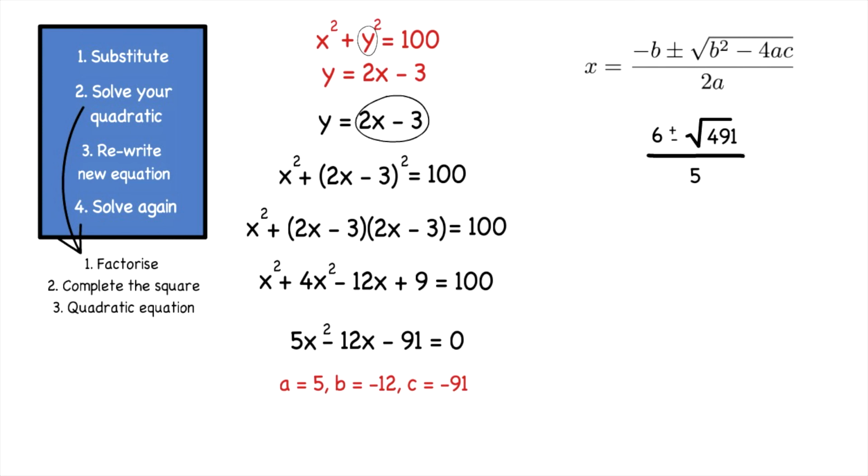This is telling us that x either equals 6 add the square root of 491, and all of that divided by 5, or x equals 6 minus the square root of 491, and that all divided by 5. With something like this, you would put that into your calculator and you would find that x either equals 5.63 or x equals minus 2.23.